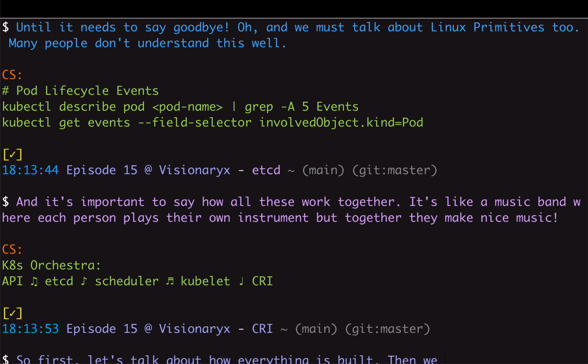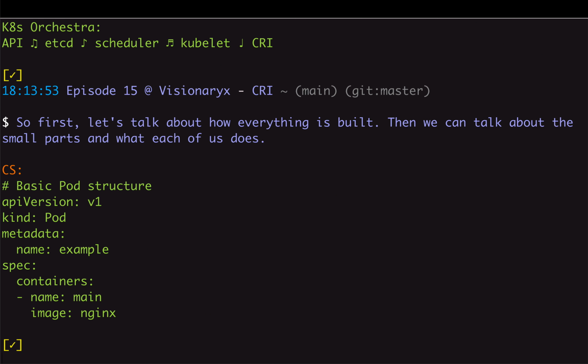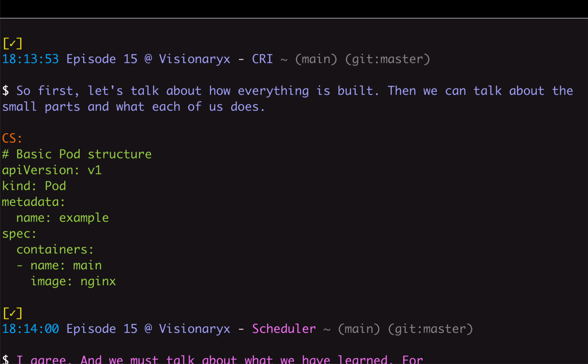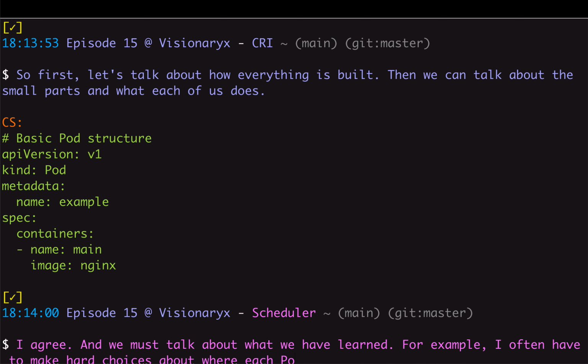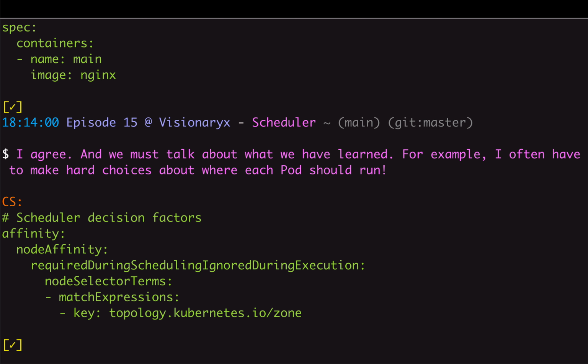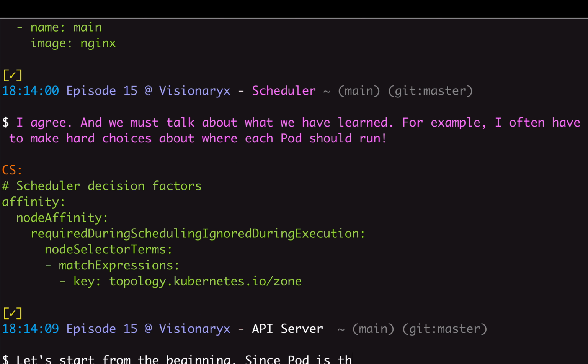So first, let's talk about how everything is built. Then we can talk about the small parts and what each of us does. I agree. And we must talk about what we have learned. For example, I often have to make hard choices about where each pod should run. Let's start from the beginning.